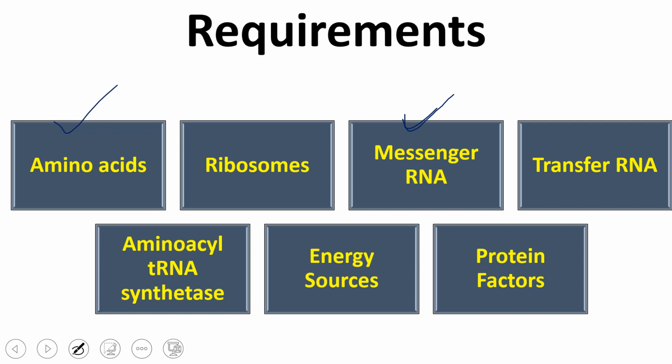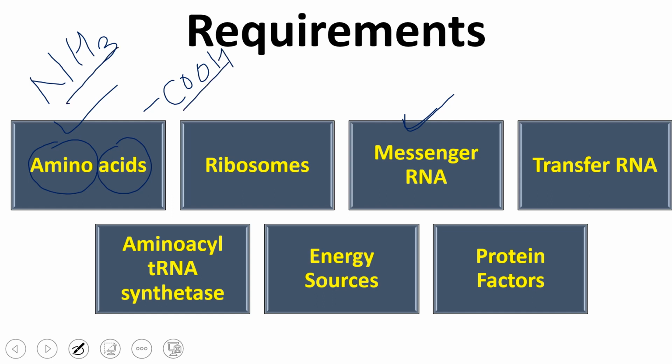Just a brief information about the amino acids. Any chemical molecule which has an amino group, meaning NH2 or NH3 group, and an acid group, meaning COOH group, together in the same compound, we can call it an amino acid. Clear?